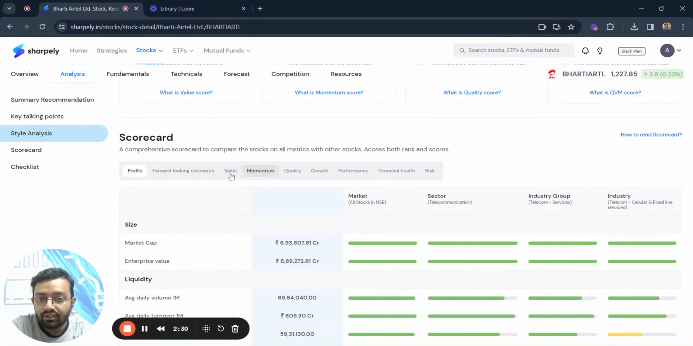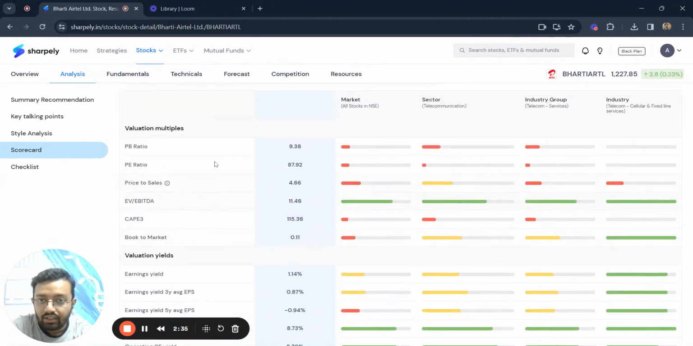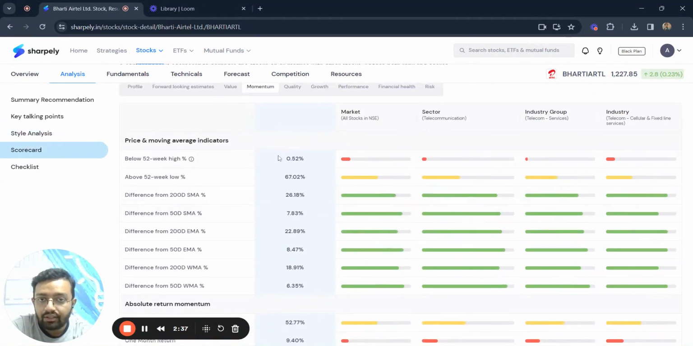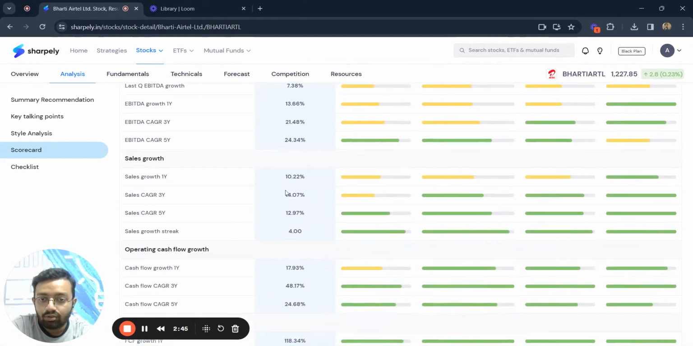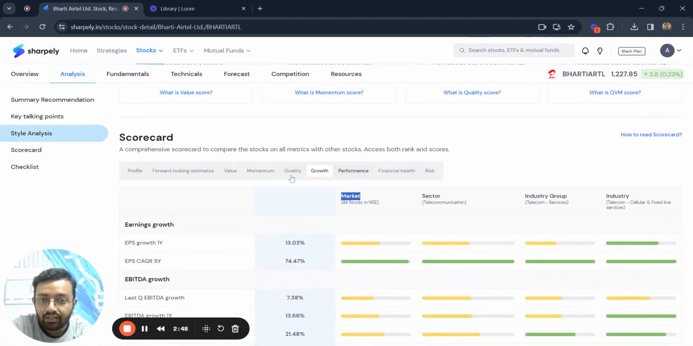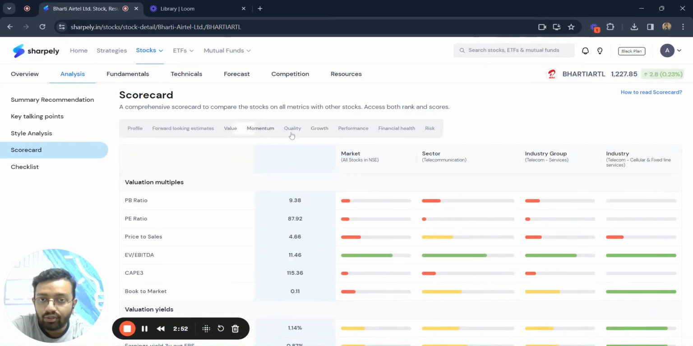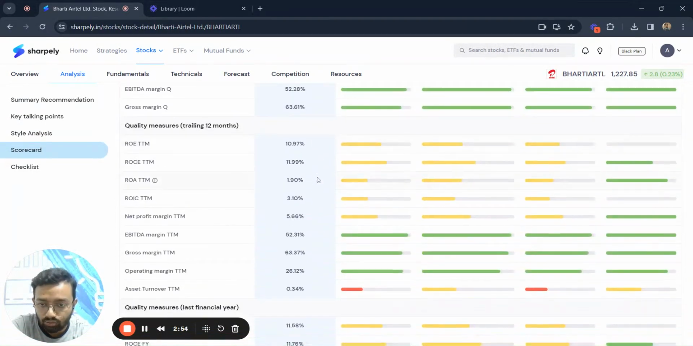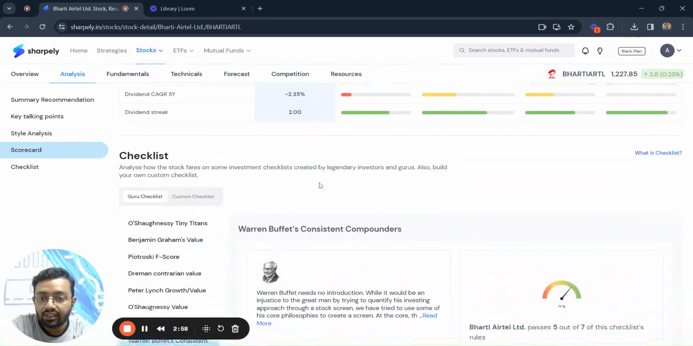The fourth section is the scorecard, where we show a plethora of metrics and data points, and we divide them into different sections. As you can see, there are valuation related metrics, momentum related metrics, quality related, growth related, and we differentiate them in market, sector, industry group, and industry as well. So you can dive deep, analyze the metric of your choice, and see how the stock is faring on valuation, momentum, quality, and so on.